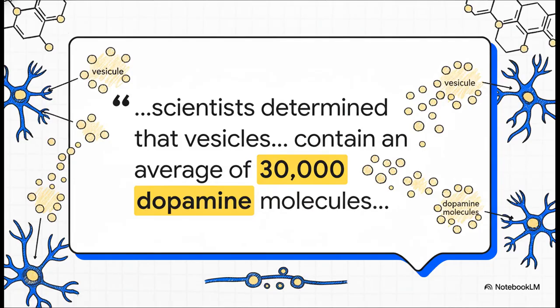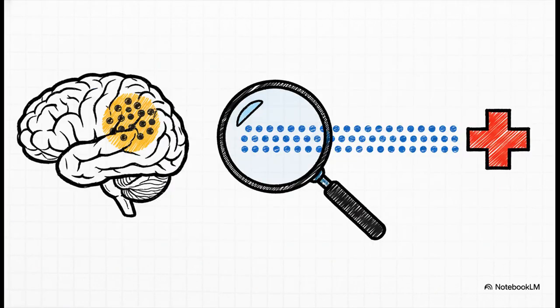I mean, just take this for example. Dopamine is one of the most important chemicals in our brain. Using really advanced techniques that are all based on these same principles, scientists have actually been able to count the number of dopamine molecules released by a single neuron, and they found that one tiny little packet contains, on average, about 30,000 dopamine molecules. We've gone from counting atoms in a wire to counting the molecules of thought itself. It's incredible.